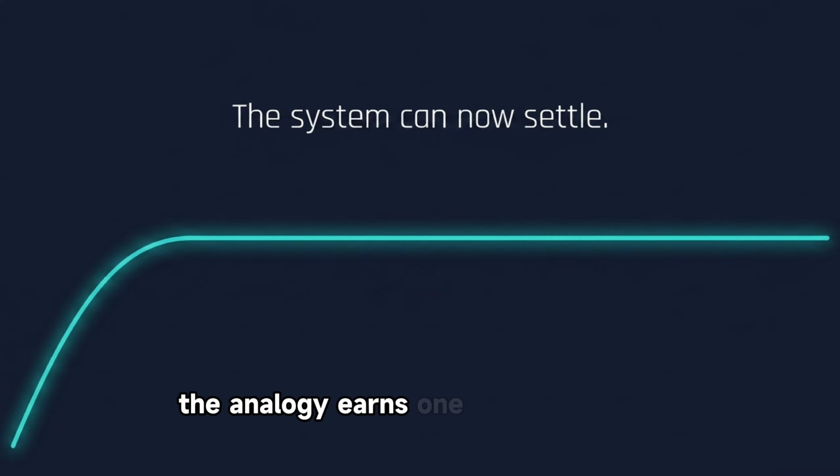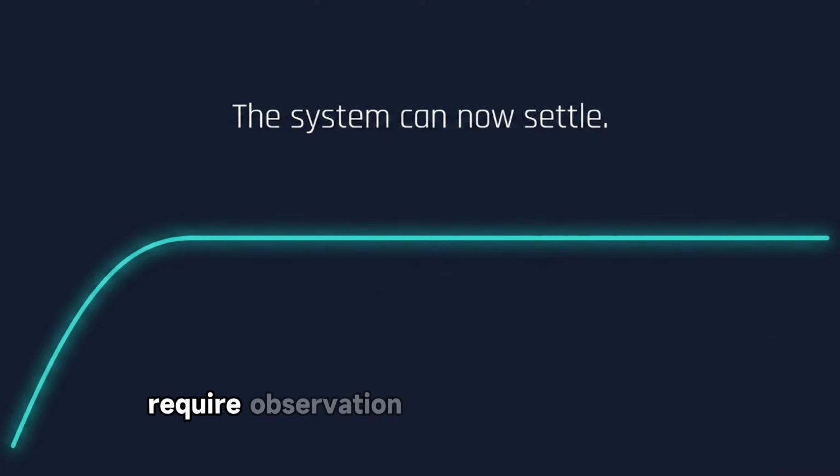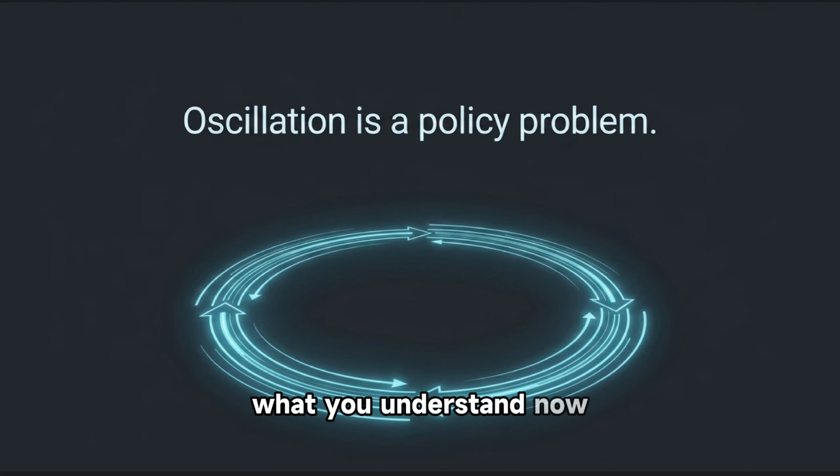The analogy earns one final extension, and then it has reached the edge of what it can usefully carry. A thermostat with hysteresis is still a single-room system responding to a single sensor. Real auto-scaling policies deal with many metrics, multiple instance groups, and applications whose behaviour under varying server counts is not perfectly predictable. The principles carry across. Wider bands, cooldowns, averaging. But the specific numbers require observation of your actual system, not just the application of a formula. What you understand now is that oscillation is not a sign that auto-scaling is broken.